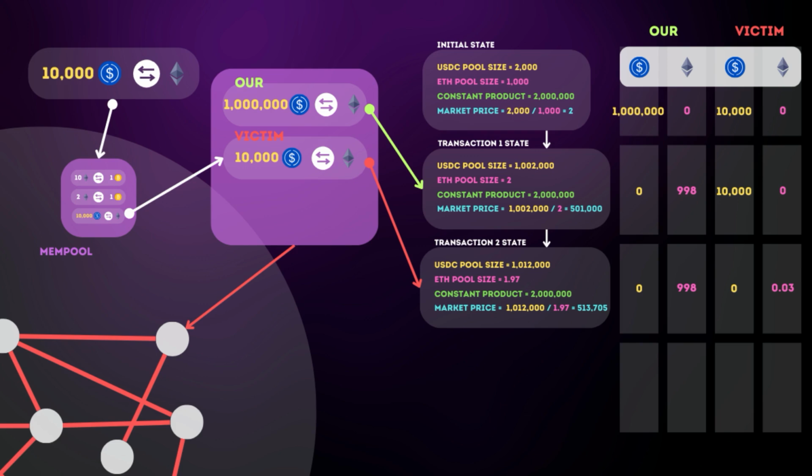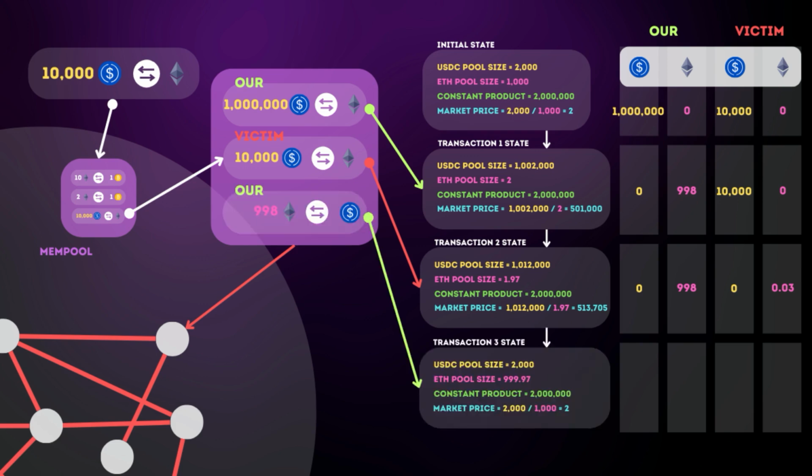The only difference is that he would now receive 0.03 Ethereum and leave the pool with 1,012,000 USDC and 1.97 Ethereum. Finally, we would add a final transaction, exchanging the 998 Ethereum we received from the first transaction back into USDC, setting the USDC pool size to be approximately the same as it was the first time. However, this time there were 1,012,000 USDC tokens, which means that we would receive back not the initial 1 million USDC, but 1,010,000 USDC, resulting in a profit of 10,000 USDC tokens.